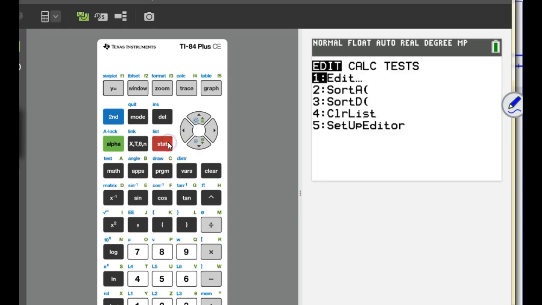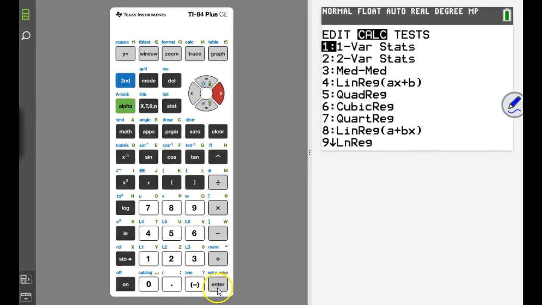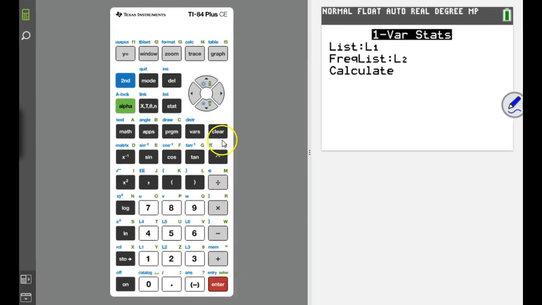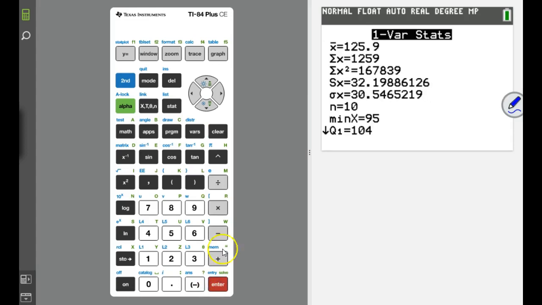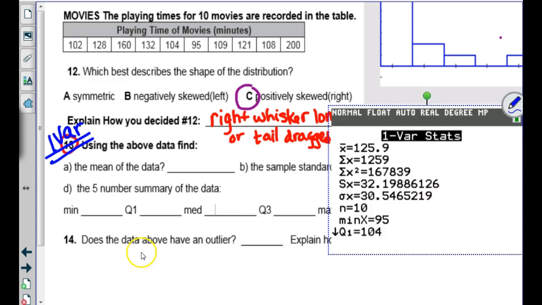Yeah, it's just stats, arrow to the right. One variable stats, okay? And we're not using a frequency list. So make sure you take out anything here or it'll give you an error. Or if you have numbers in there, it'll do a frequency list. And then which ones are we putting on here? The mean. Okay, did I already get that on there? Okay. The mean is the one with the bar over it, so it's 125.9.